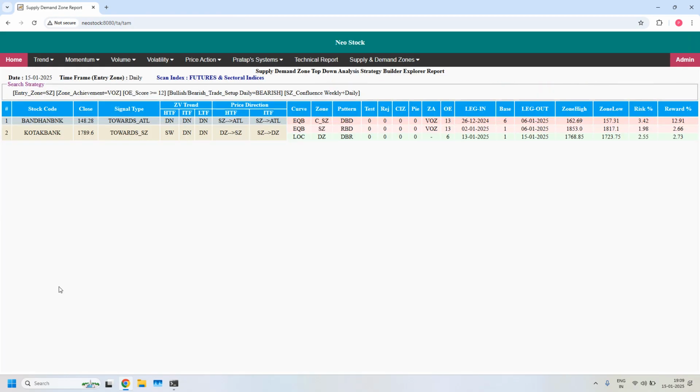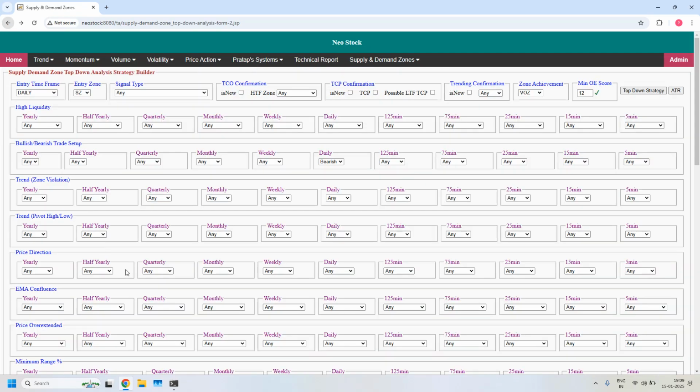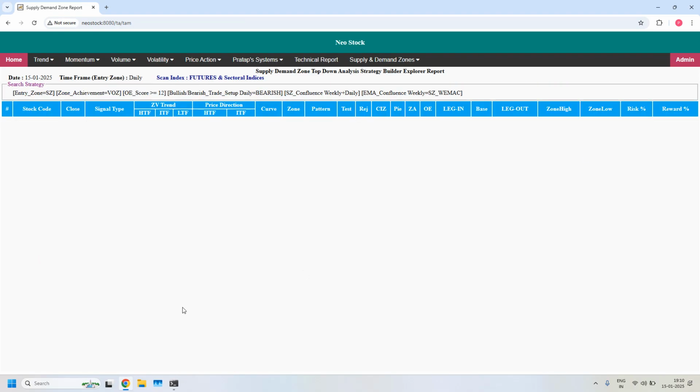How many stocks are there? Both the stocks. In both these stocks, daily supply zones are part of the weekly supply zone. And weekly trend is down in both the stocks. And daily is part of weekly. And weekly supply zone is having weekly EMA confluence. Those stocks could be even more high probability trade setup supported stocks. So weekly supply zone with weekly EMA confluence filter is enabled. So we don't have any weekly zone EMA confluence stocks.